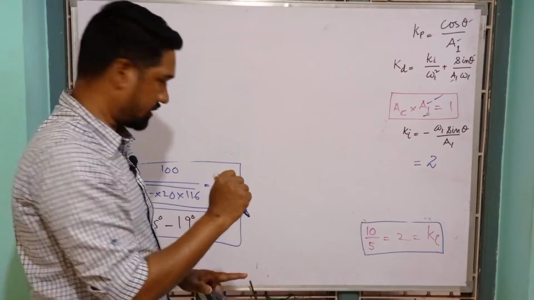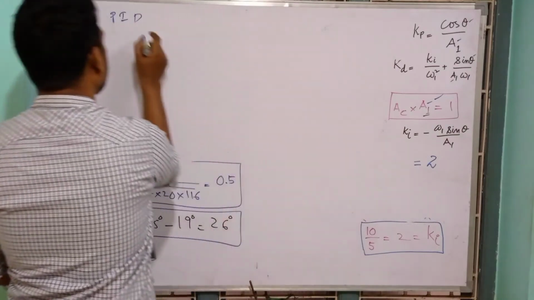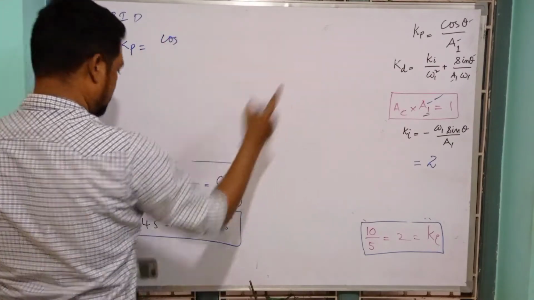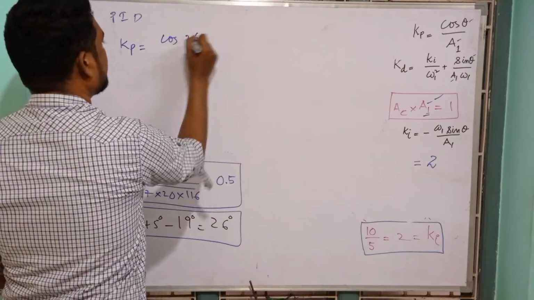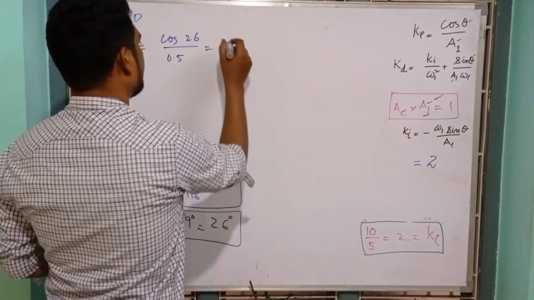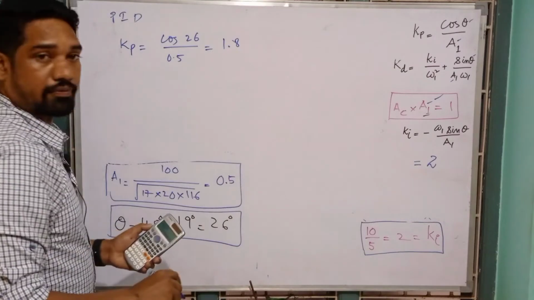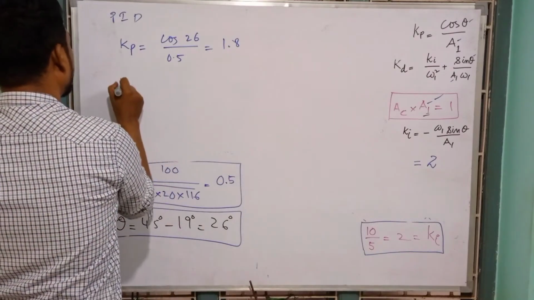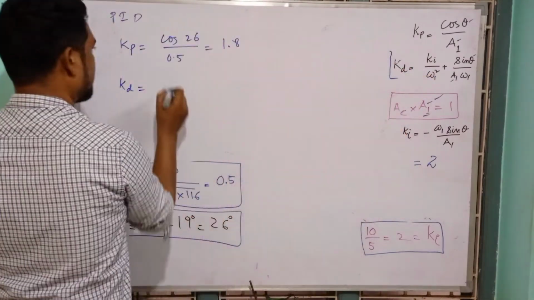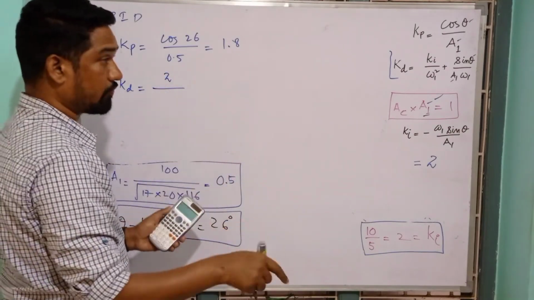The expert suggests that in that case, Ki is 2. Kp, the value for Kp, is equal to cos theta, 26 from here, by the A1 value, 0.5, which is equal to 1.79, so 1.8. And the value for Kd can be evaluated using this very expression. So Ki is found to be 2 to meet the steady state error requirements for the compensated system.